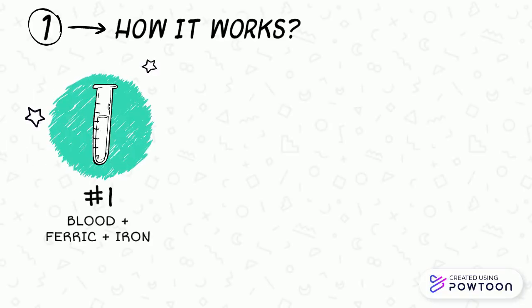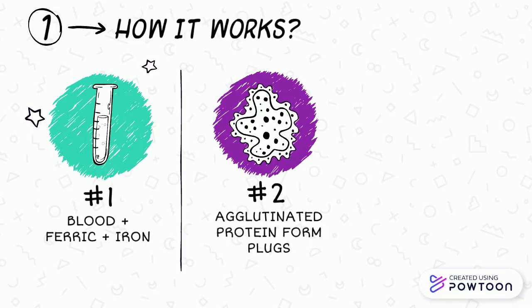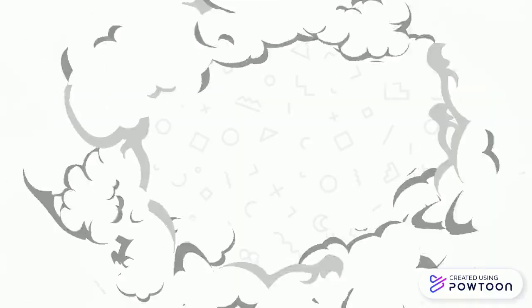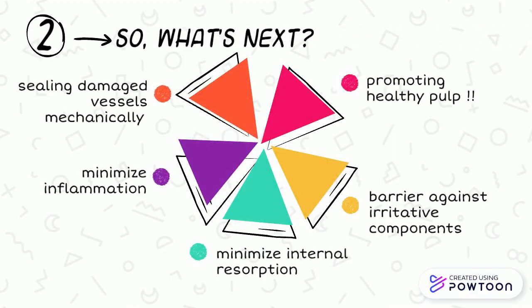So basically, when the ferric sulfate is burnished on the pulp stumps, the contact between blood, ferric and iron will form agglutinated protein, which acts as a superficial protective layer of iron protein complex. This will occlude the capillary orifice and control hemostasis. As the capillary orifice has been occluded, the damaged vessel will be sealed. This will minimize inflammation and internal resorption, apart from acting as a barrier against irritative components. Thus, this promotes healthy pulp.